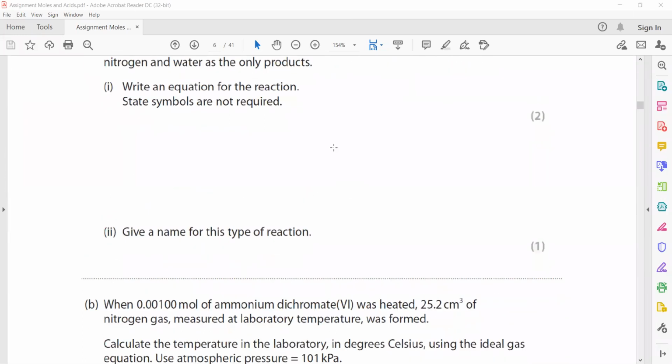Give the name of this type of reaction. So what we call this type of reaction, when one reactant gives more products, we call that thermal decomposition.